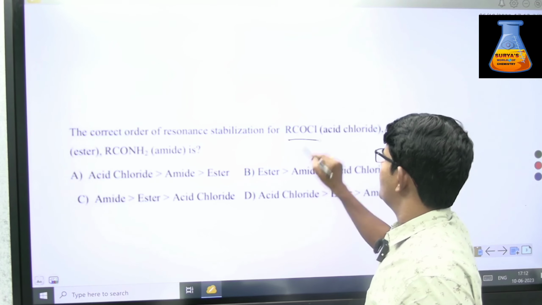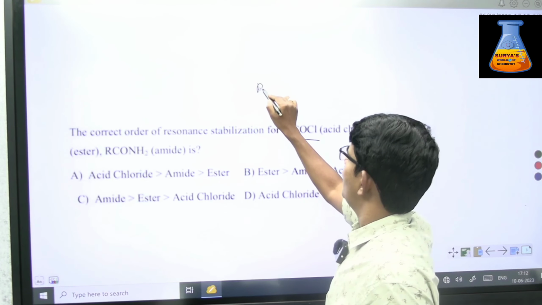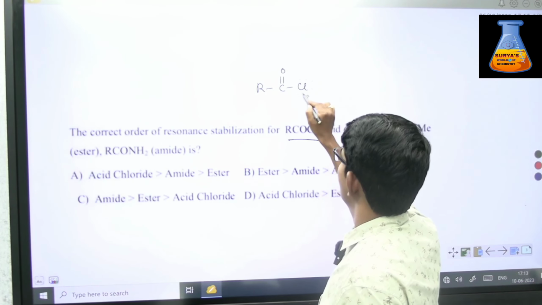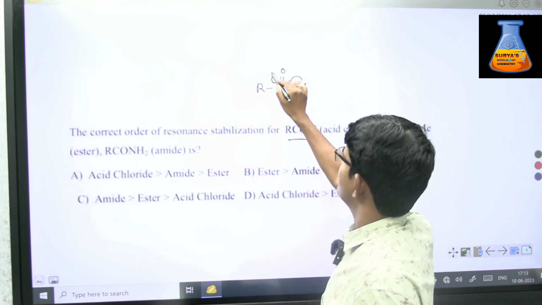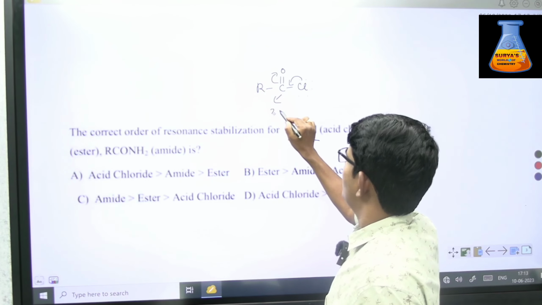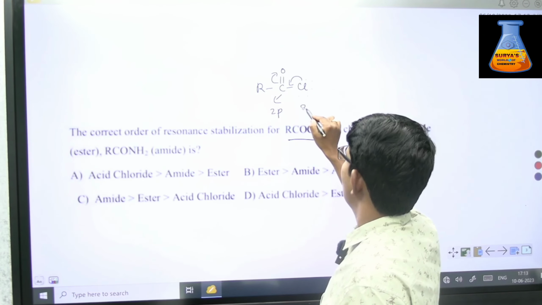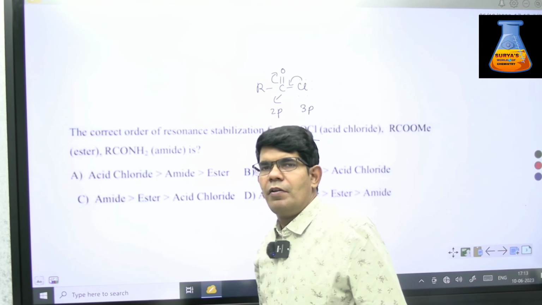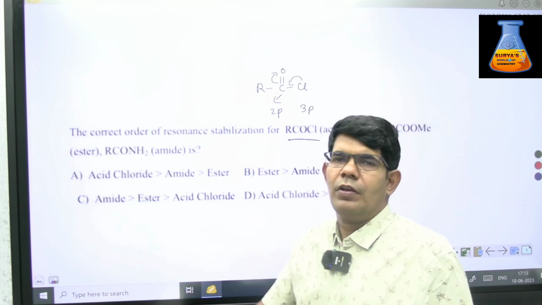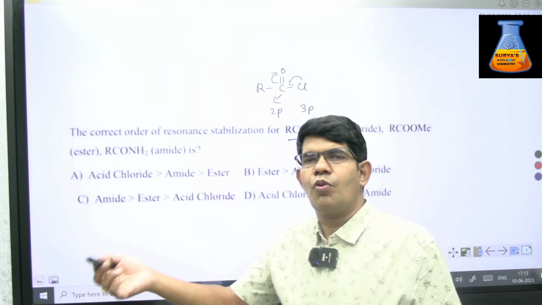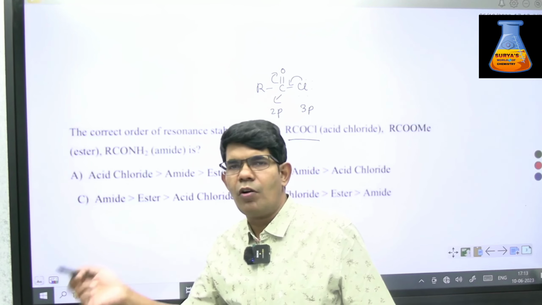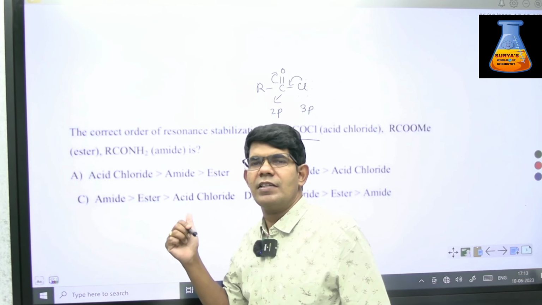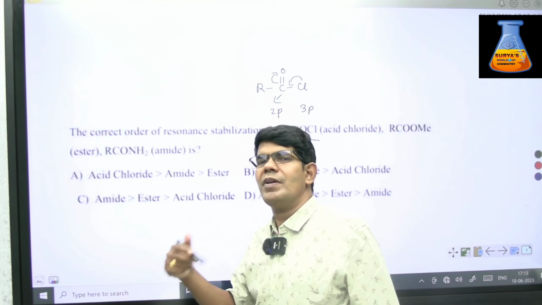So we have acid chloride. For acid chloride, we have RC double bond OCl. So here we have lone pair pi conjugation. The 2p orbital of carbon and 3p orbital of chlorine will be involved in resonance. When you have two different energy shells involved in the covalent bond formation, whether it is a sigma bond or pi bond, definitely it will be weak. So definitely in this case, the resonance stabilization won't be that great.